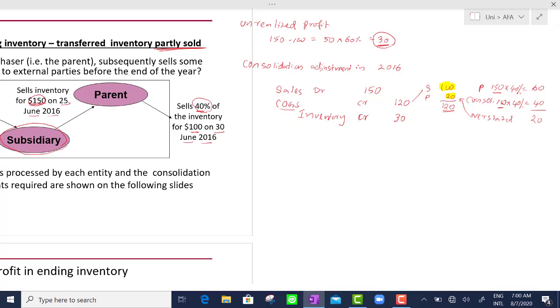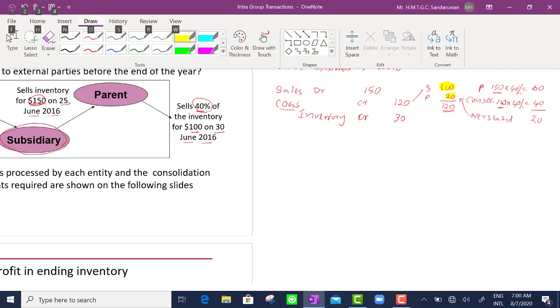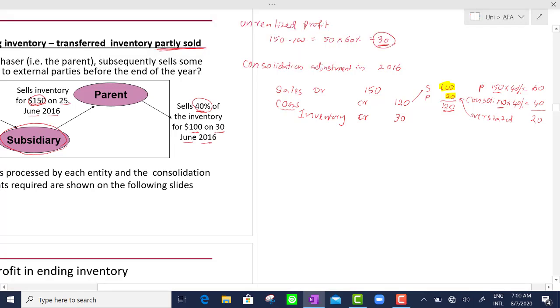Right. Now the deferred tax adjustment. Let's take it like this: the subsidiary company sells goods to the parent company keeping a 50 profit, right? We saw that it has recognized an income tax expense of 15.